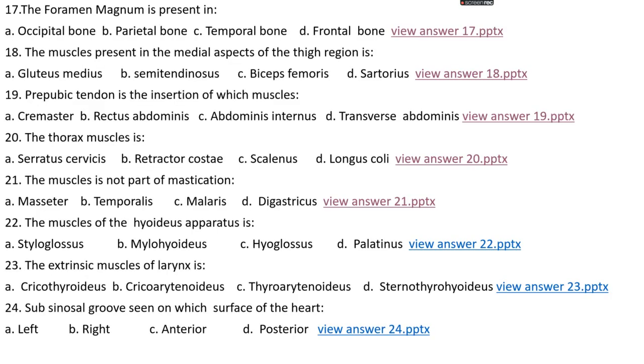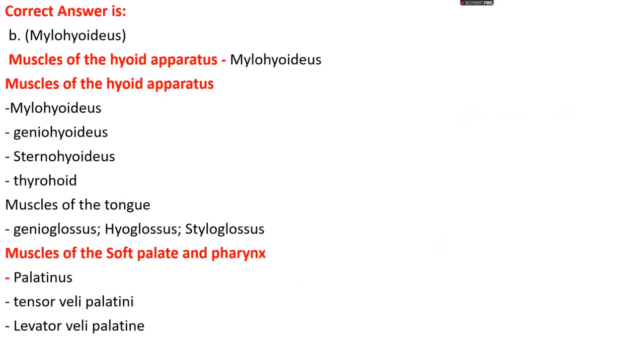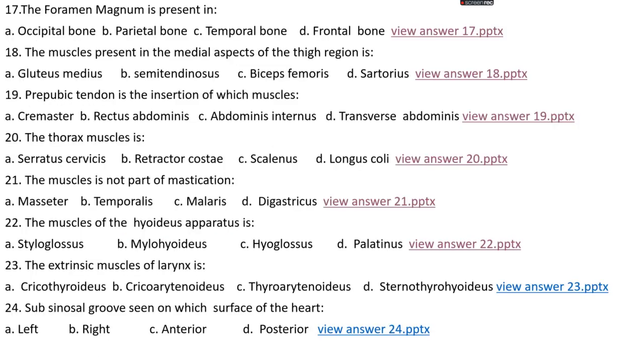Question number 22. The muscle of the hyoid apparatus is: option A, styloglossus; option B, mylohyoideus; option C, hypoglossus; option D, palatinus. The right answer is option B, mylohyoideus. Muscles of the hyoid apparatus include mylohyoideus, geniohyoideus, sternohyoideus, thyrohyoideus. Muscles of the tongue include genioglossus, hypoglossus, styloglossus. Muscles of the soft palate and pharynx include palatinus, tensor veli palatini, levator veli palatini, etc.